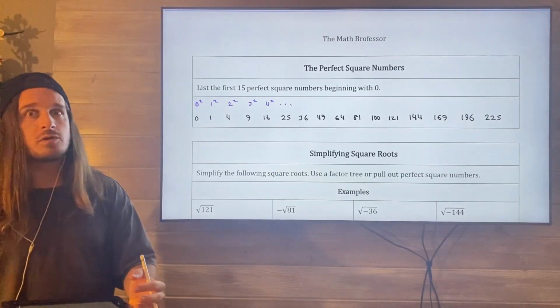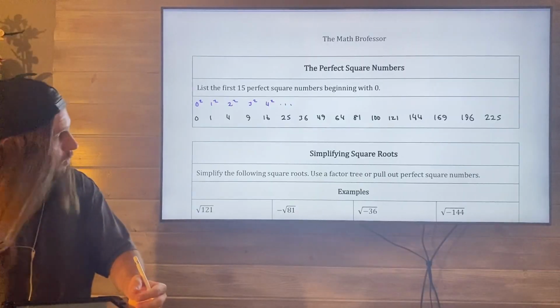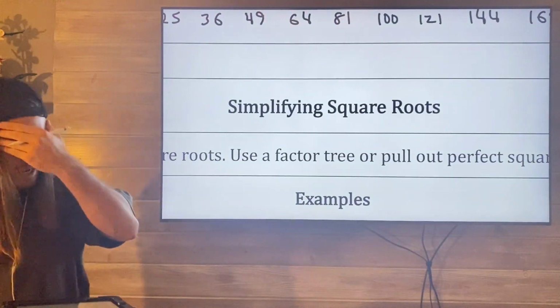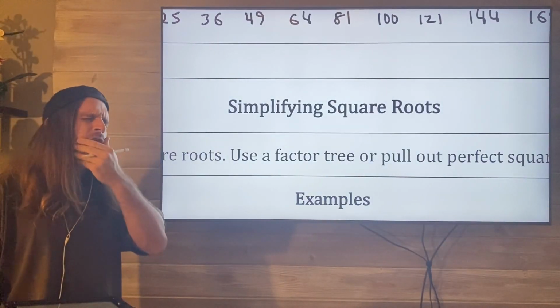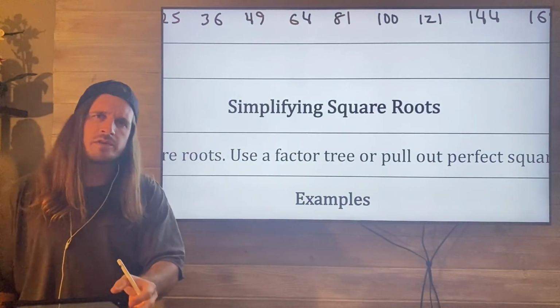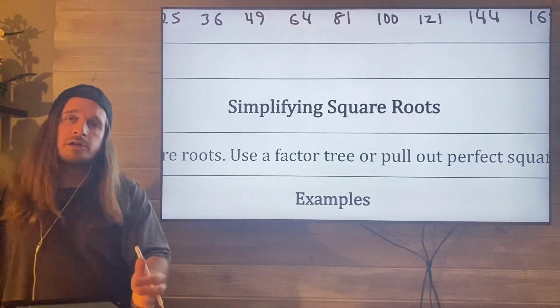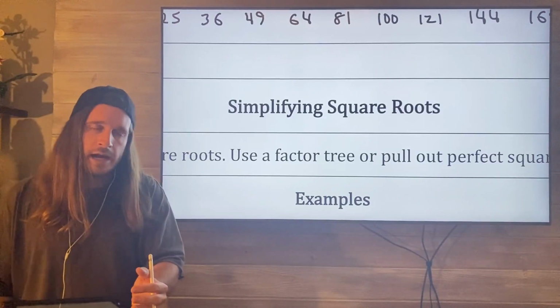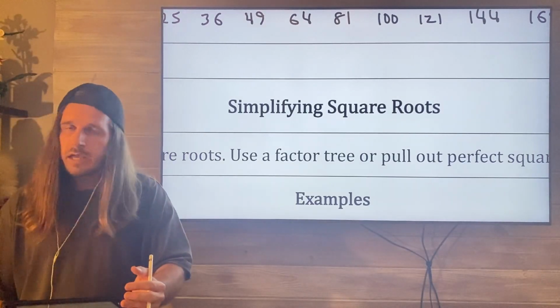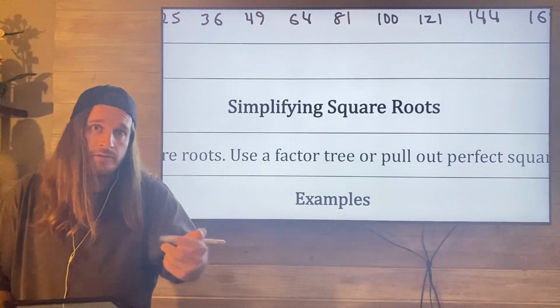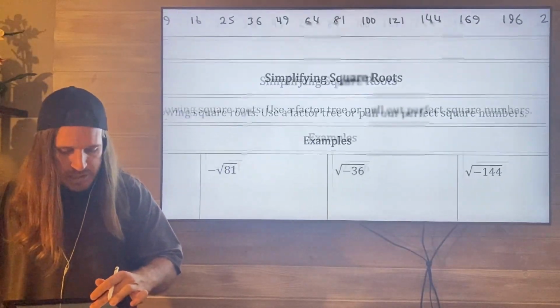At least be able to recognize them, right? Because what we're going to do next is simplify square roots. You've probably been taught to do this with a factor tree, and that's fine. There's nothing wrong with that. I'm going to do it differently, but the way I do it requires that you are very familiar with the perfect square numbers. If you don't have them memorized, here's how I do it.